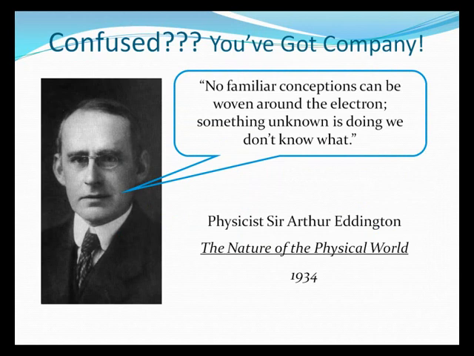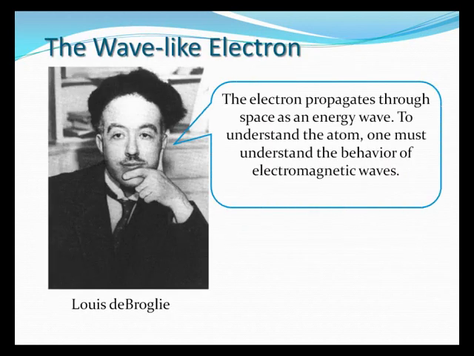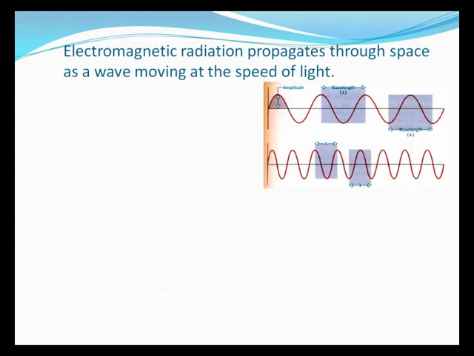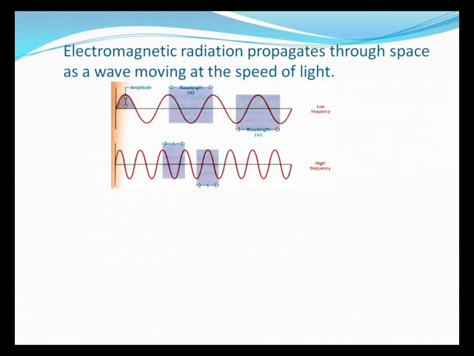He sounded like he didn't know what the heck he was talking about, and he freely admitted that he didn't quite understand it. Add to that, a Frenchman, Louis de Broglie, suggested that in fact, to understand the atom, you have to understand the behavior of electromagnetic waves, because he believed that the electron propagated through space as a wave. Well, you see, electromagnetic radiation propagates through space at the speed of light.